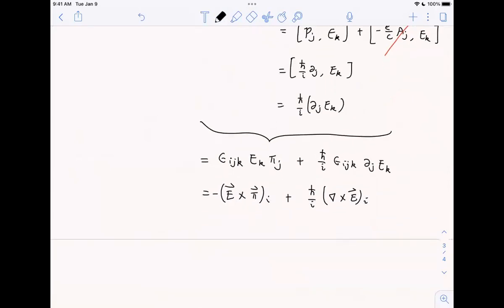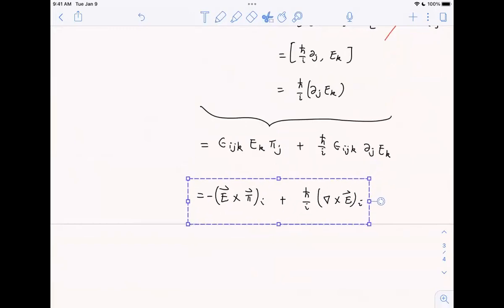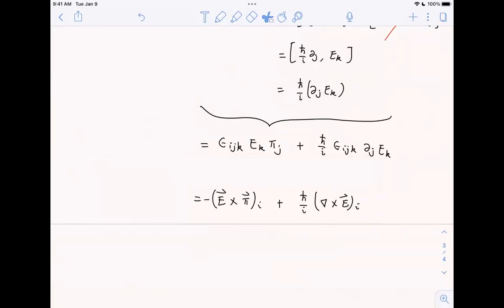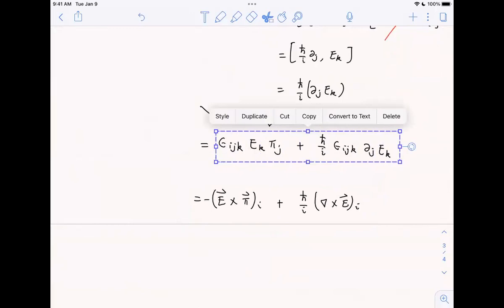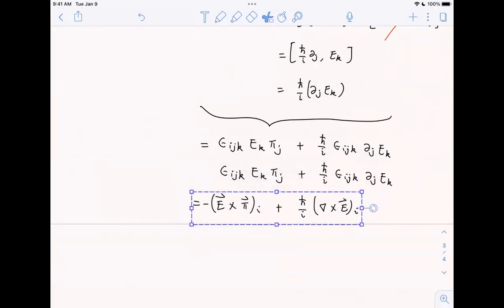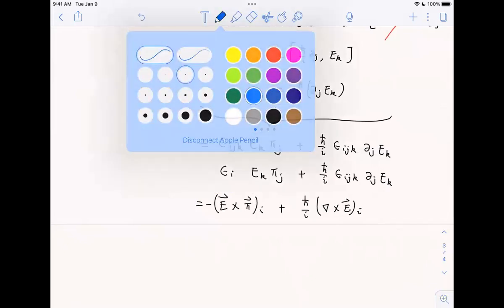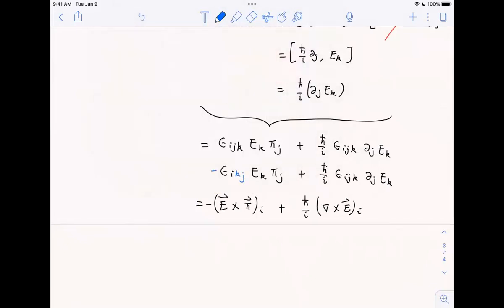Or you can, let me just add one more line, make it clear. Copy. So you change this into K and J and add the negative sign. Okay, so I hope it's clear. Moving slowly, but I hope it is clear and you all understand.